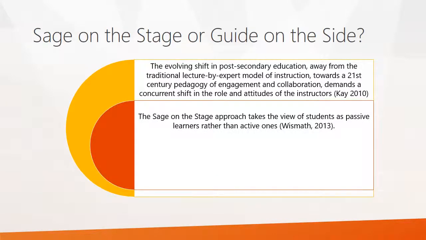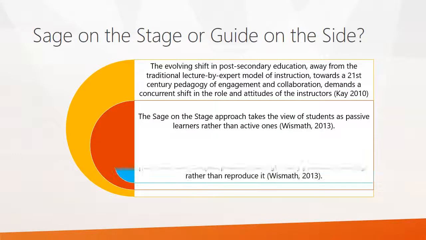Part of the reason why this needs to be the case is the sage on the stage approach is seen by many in the body of research as being a method of encouraging passive learning from our learners versus active learning. And the way that we're going to engage them as active learners is by changing our approach from being the sage on the stage to the guide on the side.